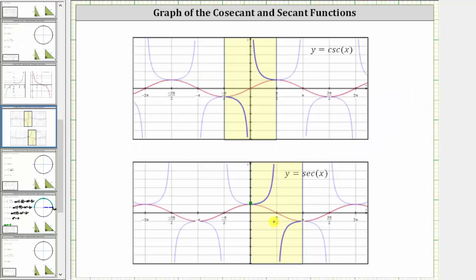So here we have the graph of the secant function in blue. Notice in red we have the graph of the cosine function. If we focus on the interval from 0 to pi radians, highlighted here in yellow, notice how the secant function value is 1 at this point here in the interval from 0 to pi radians, and the corresponding angle is 0 degrees, or 0 radians.